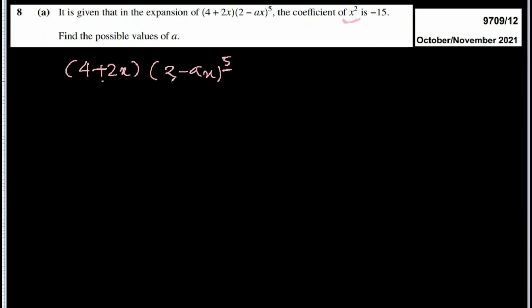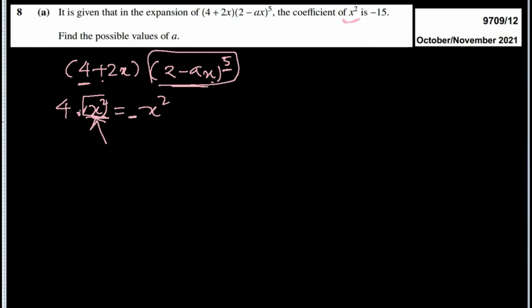Now, since these two parts are multiplying, we should look for something in the second bracket so that it multiplies with 4, we get an x square, something x square. So 4 multiplied by something is something x square. Now what that something should be? That something should be x square itself with a coefficient, right? So in the expansion of this second one, we'll just look for the x square.